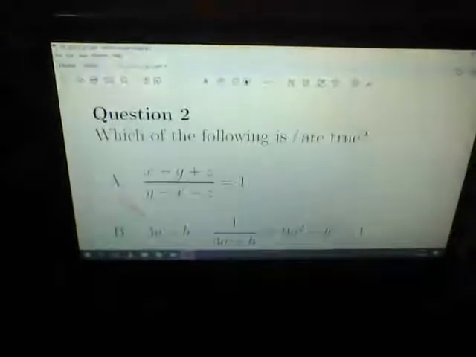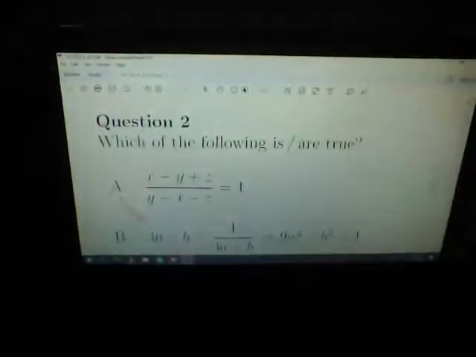Okay, let's go to the second question quick. Like I said, I'm going to be doing this all the time, man. I couldn't afford a lot of pages. So for the second question, they say which of the following are true?